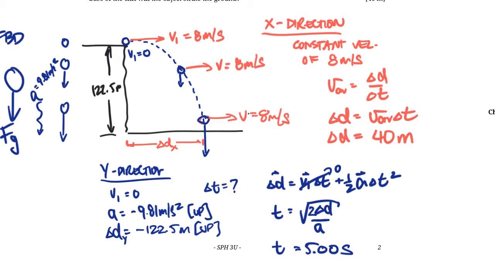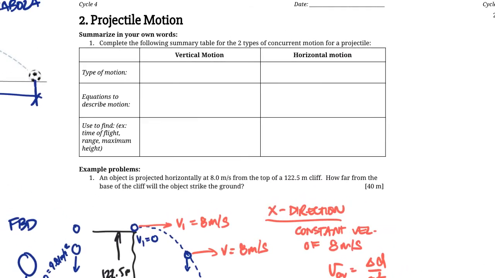So again, we looked at the vertical motion, which was accelerated motion, and we looked at the x direction, which was not accelerated because nothing was pulling it in that direction. So that was just uniform motion. So just to quickly summarize, the vertical motion of projectiles is always going to be accelerated, and the horizontal motion is always going to be uniform, or constant velocity, right?